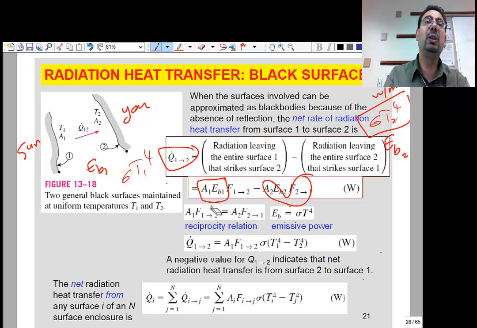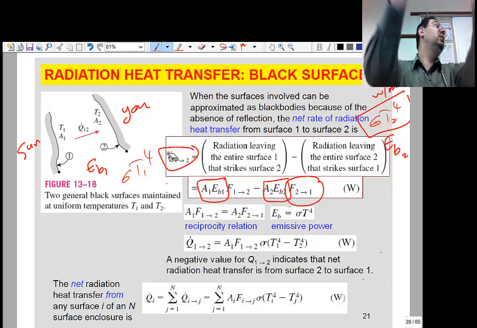And so that's basically multiplying all the radiation leaving 1 times F12. By definition, this is a fraction. If it's like 30%, then you are saying 30% of this is going toward 2. All right? And then the same thing over here. This is the total radiation leaving 2 multiplied by the fraction going to 1. And when you subtract those two, that is the net going from 1 to 2.